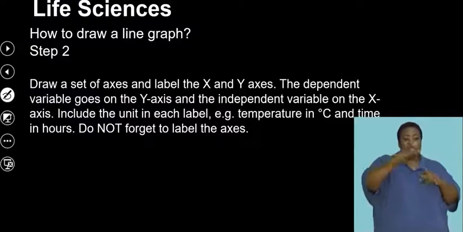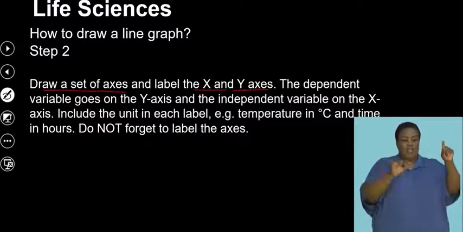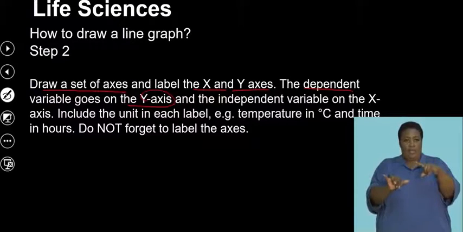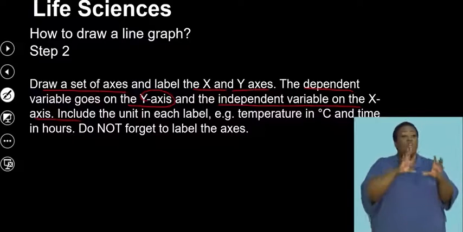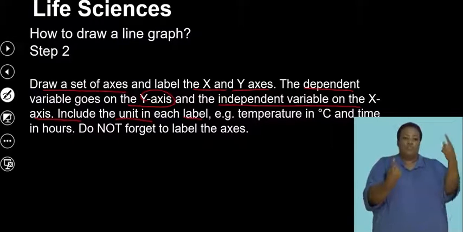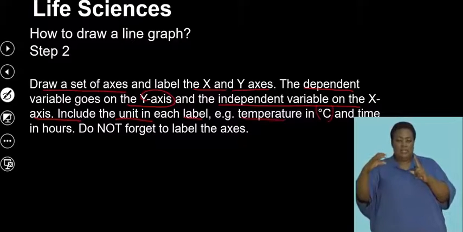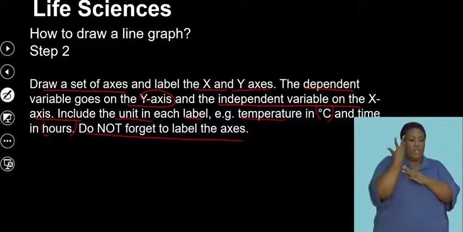The second step is to draw a set of axes and label the x and y axes on the graph. The dependent variable goes on the y-axis, and the independent variable goes on the x-axis. Include the unit in each label. Example, temperature in degrees Celsius and time in hours or minutes. Do not forget to label the axes.